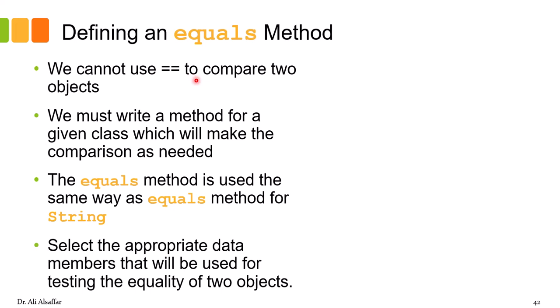Similarly, if you have two objects of user-defined classes, for example bank account or circle classes, how do you compare two objects to see whether they are the same or not? We cannot use equal equal to compare two objects. We must write a method that is called equals, or you can name it by any name, but usually they call it equals. So we must write a method for a given class which will make the comparison as needed. The equals method is used the same way as the equals method we used for a string, and I will show you how it is used and how we are going to write one for our classes.